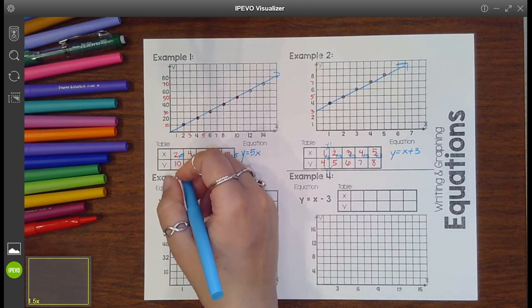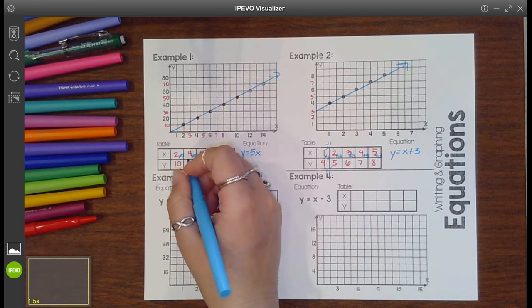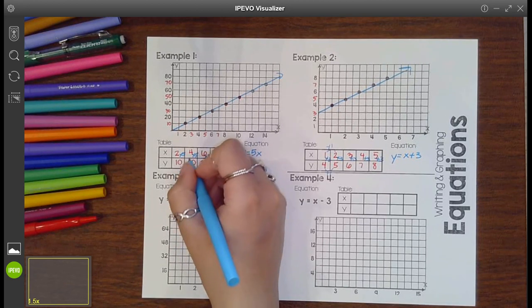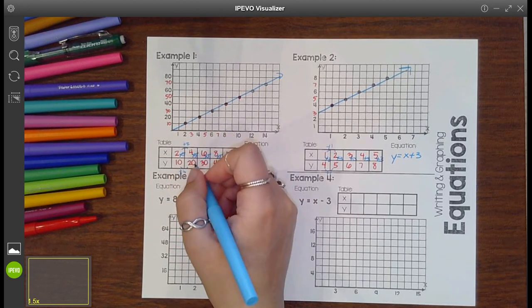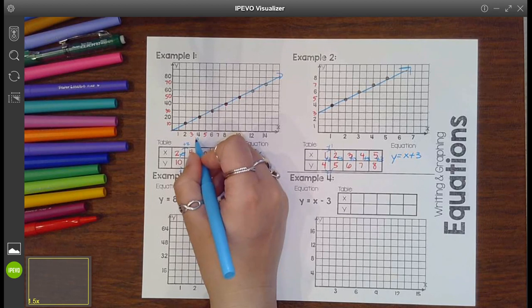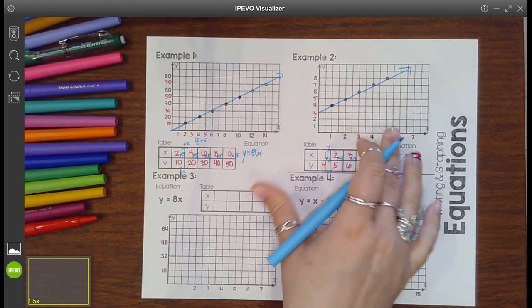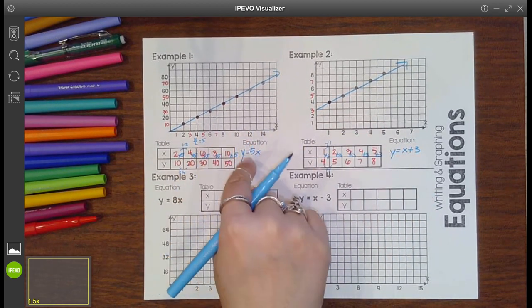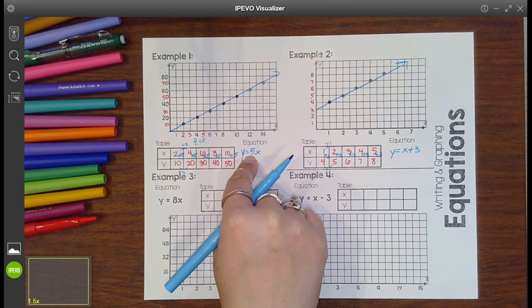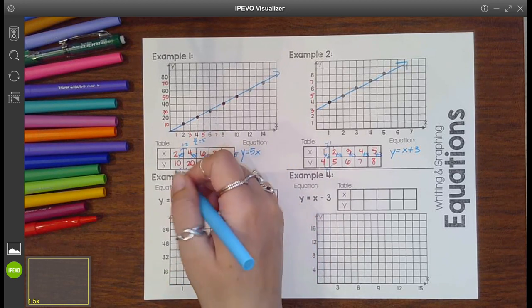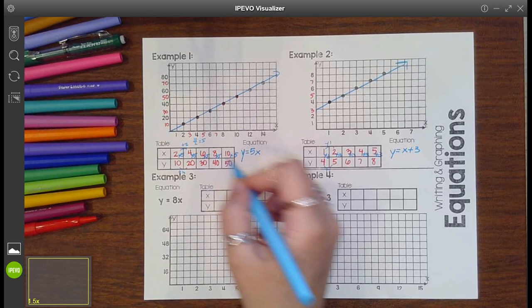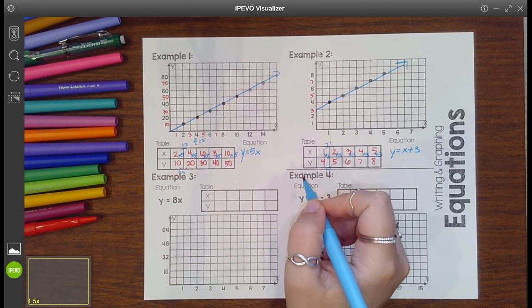Here it had a rate of, well, what's the change in x? That went up 10, and that went up 2. So 10 over 2 gives me 5. So it had a rate of 5. Hey, look, that's what was in front of x. So your rate is the change in y over the change in x. That'll come later, but just so you can see the pattern.